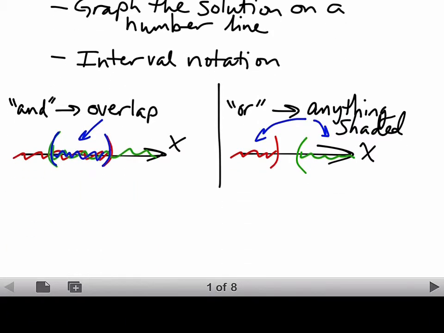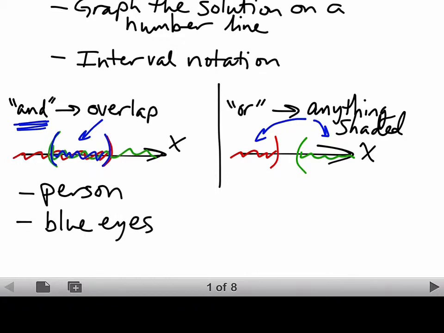Now, "and" typically makes us think of more things. But in the case of inequalities, "and" means that there are more conditions to be satisfied. So, suppose you're thinking of a person, and the person has blue eyes, and the person is tall. You kind of have an image of what this person might look like.